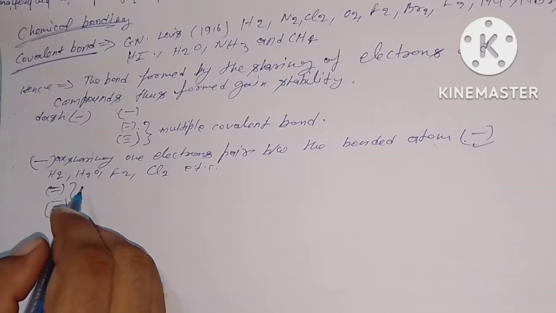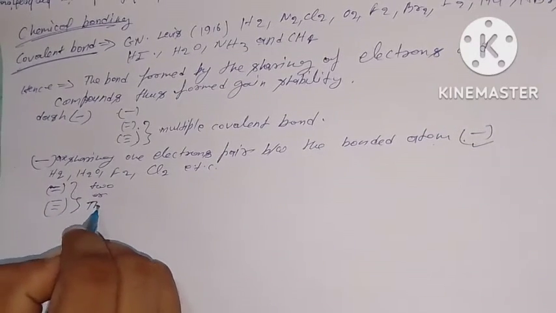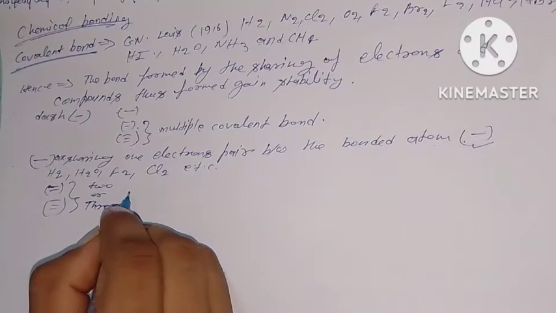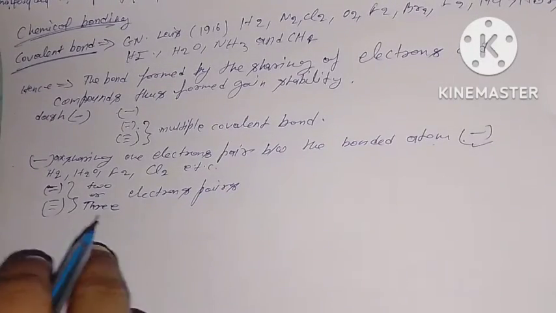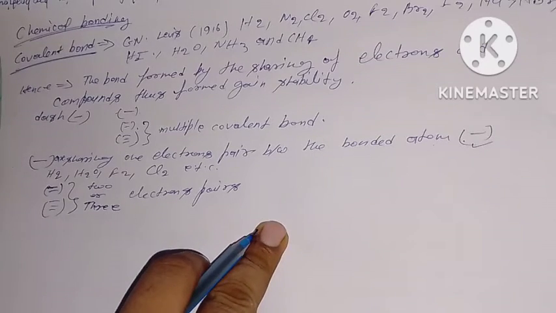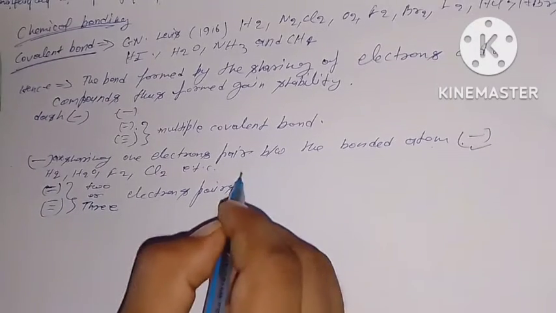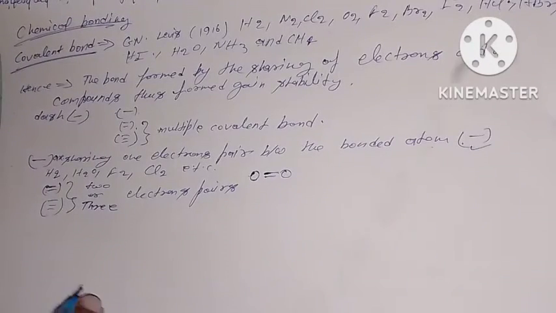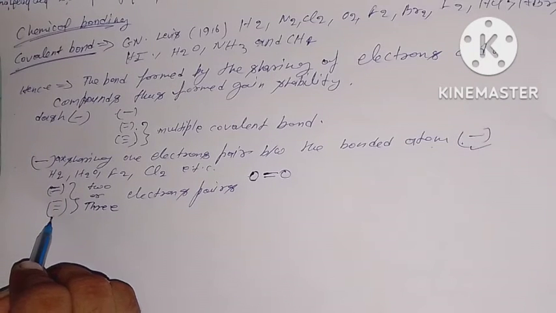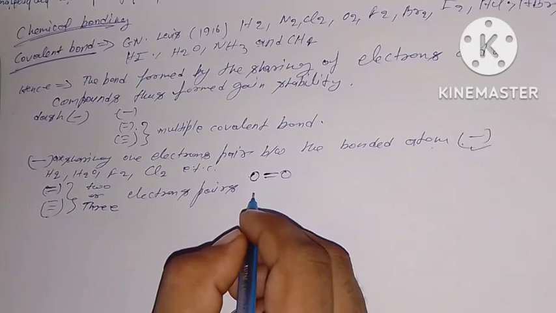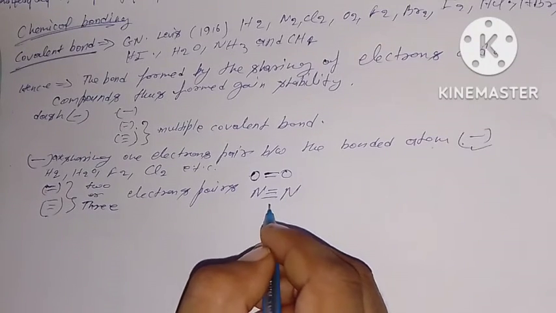Double and triple covalent bonds are formed when the atoms bonded together share two or three electron pairs. A double covalent bond is represented by a double dash line, for example O double bond O. A triple bond is represented by a triple dash line between bonded atoms. For example, in nitrogen bonded to nitrogen, a triple bond is present between the nitrogen atoms.